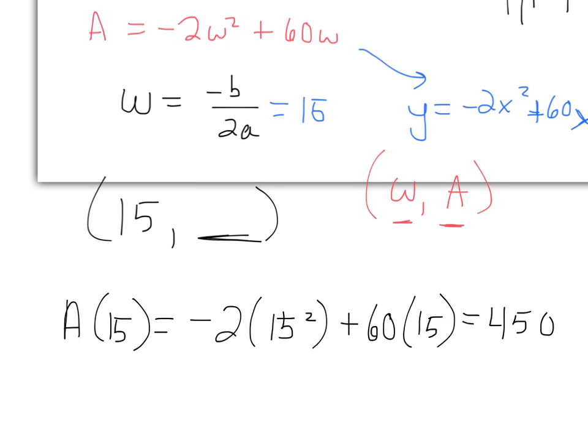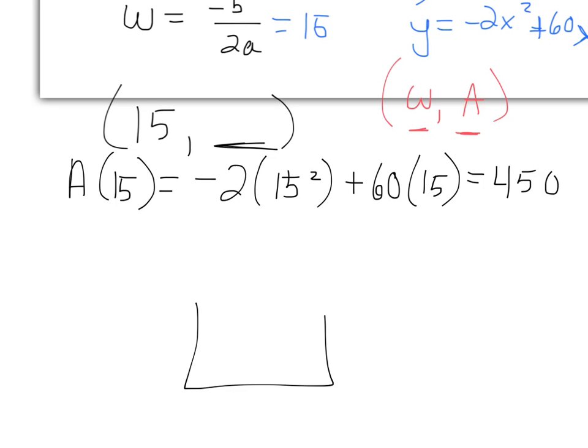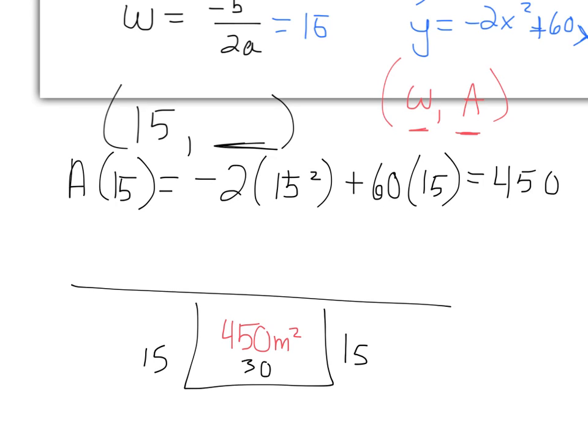If you go back to your original statement and check, that makes sense. Watch this. You know that this was the diagram. If these are 15, and the overall length of fencing was 60, 15 and 15 is 30, so what's left over for this is another 30. And area is length times width. 30 times 15 is 450. So that's my maximum area, 450 square meters.